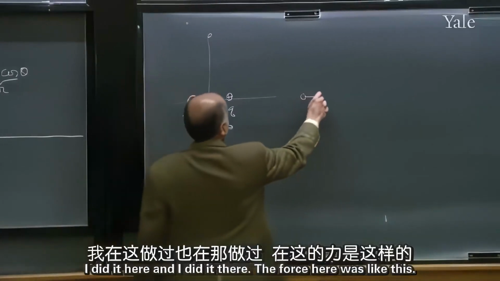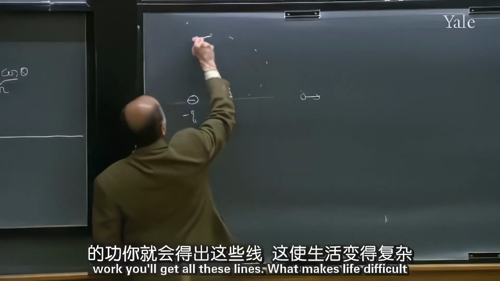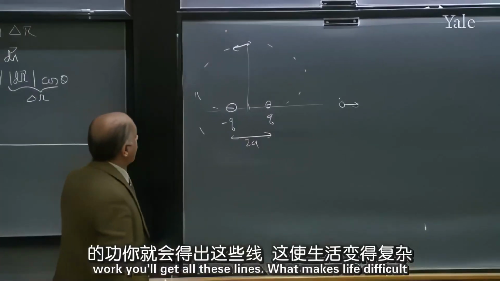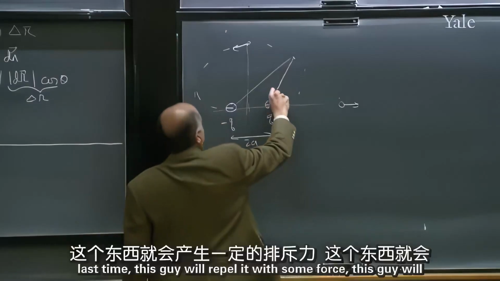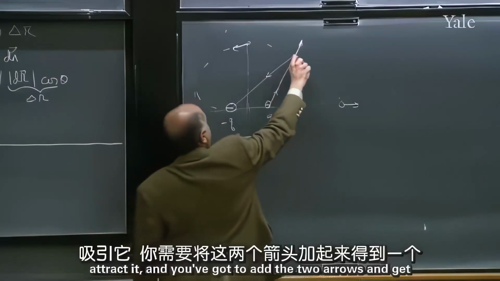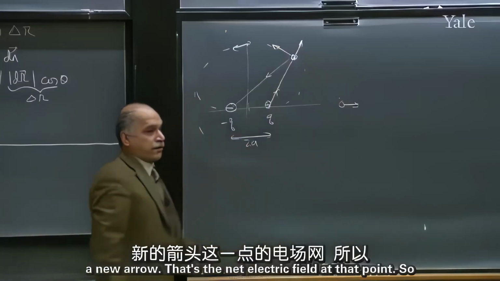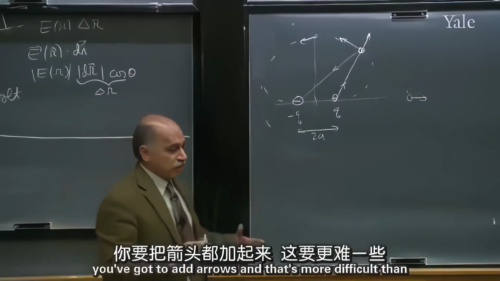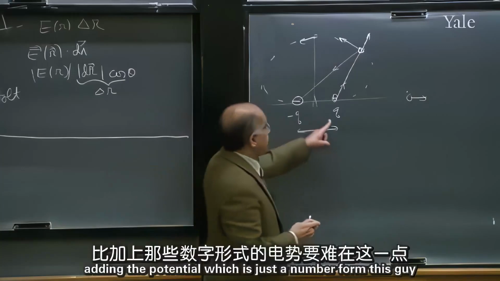The force here was like this. The force there was like that. Then I said if you do a lot of work, you'll get all these lines. What makes life difficult is that if you go to this point here, this I explained to you last time, this guy will repel it with some force. This guy will attract it. And you've got to add the two arrows and get a new arrow. That's the net electric field at that point. So you've got to add arrows. And that's more difficult than adding the potential, which is just a number from this guy and that guy.